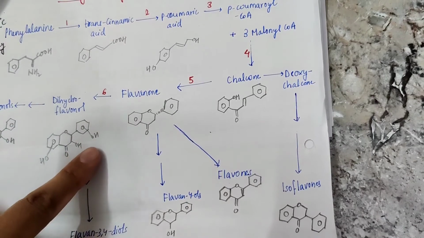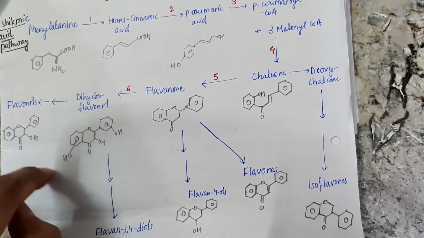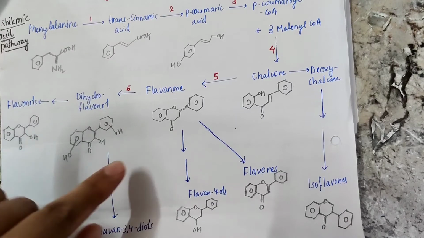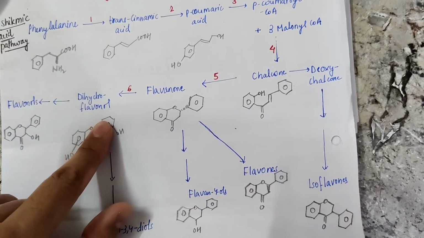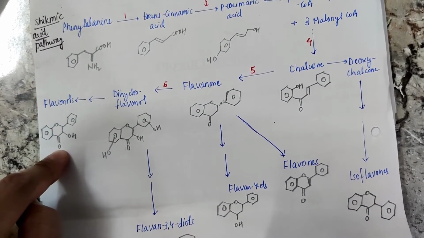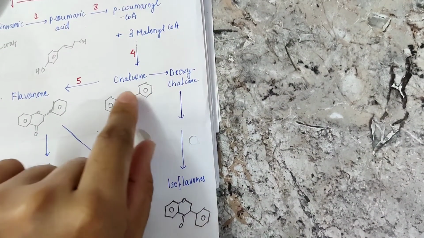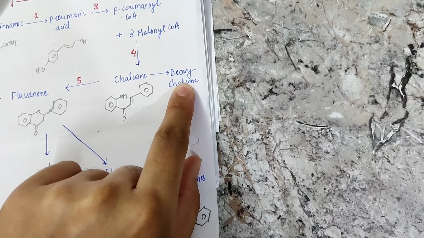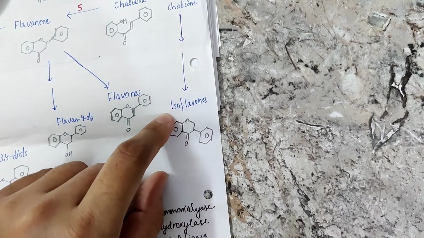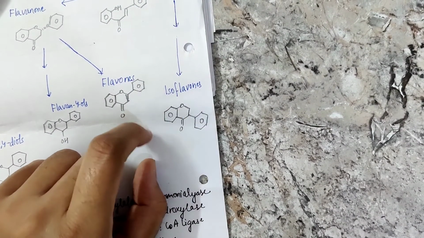I have not assigned the positions because various different positions are possible and it's a subclass. So all the possible dihydroflavonols will come in this category, which can further be converted into flavonols, this kind of structure. Now if you go on to the right hand side, chalcone can be converted into deoxychalcone. That deoxychalcone can further be converted into isoflavones. So isoflavone will have this kind of structure.